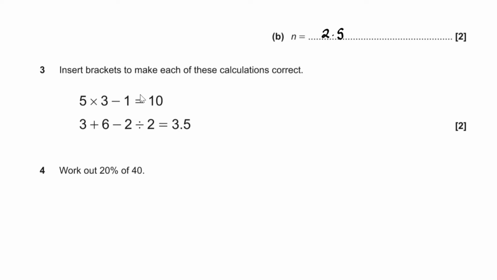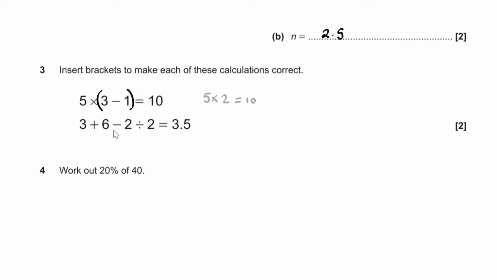Question number 3, we have to insert brackets to make each of these calculations correct. We have here 5 times by 3 take away 1 equals 10. Well, we know that 5 times by 2 is equal to 10. So you'll notice 3 take 1 is 2. And so therefore, if we insert brackets here, we have 5 times by 2 equals 10.